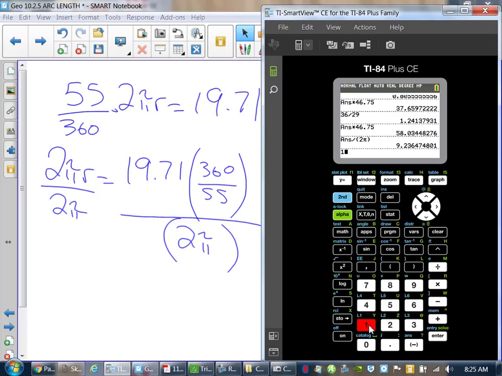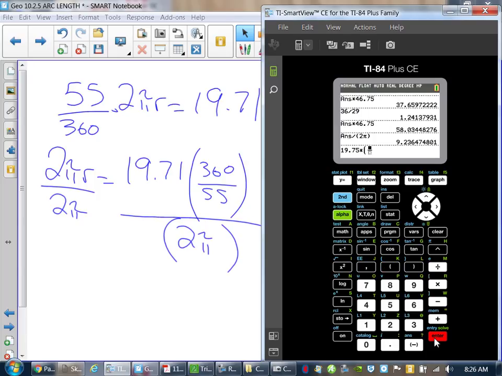So in your calculator, you have 19.71 times. There's your crummy decimal. To that crummy decimal, you have to divide it by 2 pi. So divide by parentheses 2 pi. There's my radius. And that's how it works.